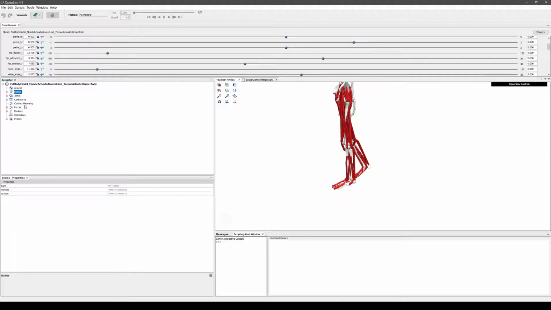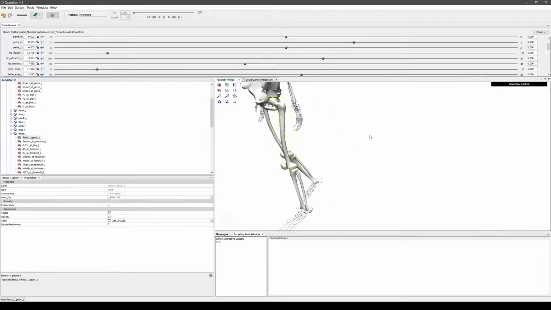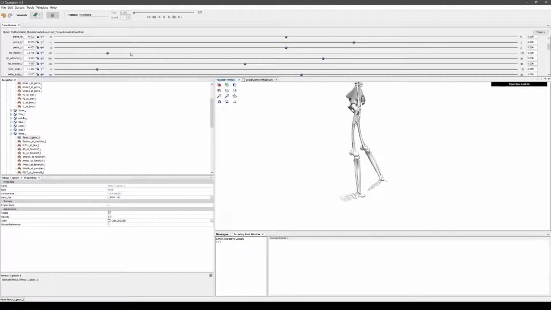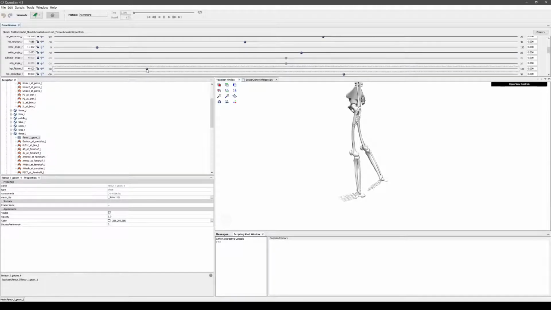For the sake of clarity here, let me hide the muscles. And let's talk specifically about the left hip, this one. So we're at 0 degrees right now, because that's how we've defined our joint conventions. Now we're moving into extension, right? And then we can move into hip flexion, hip extension.